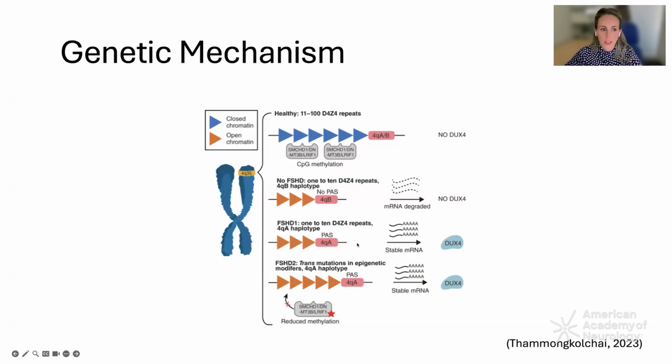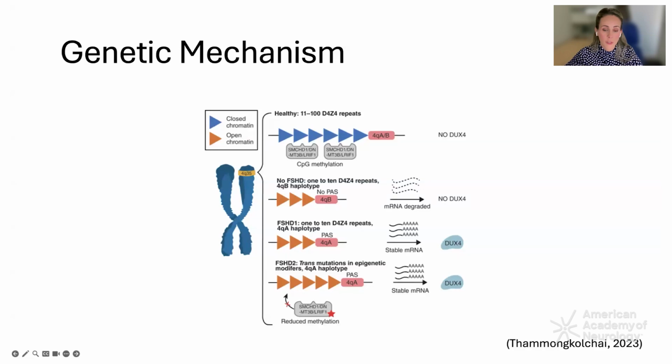And the presence of the A rather than the B allele is required for polyadenylation and stabilization of the DUX4 transcript for it to be produced. FSHD2 is caused by variants in a genetic modifier, the SMCHD1 gene, which leads to reduction of the methylation of the D4Z4 region and opening of the chromatin, with subsequent gene expression and production of the DUX4 transcript and the DUX4 protein, and also requires the 4QA allele.